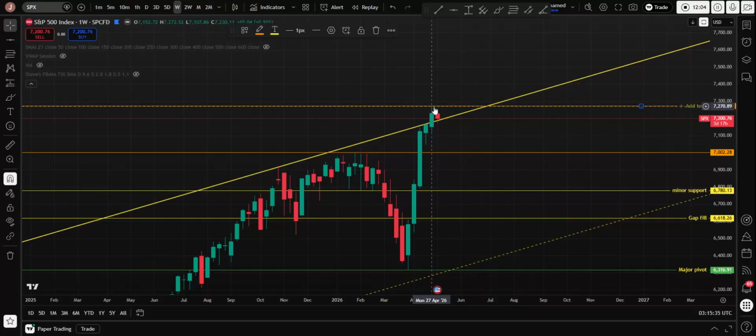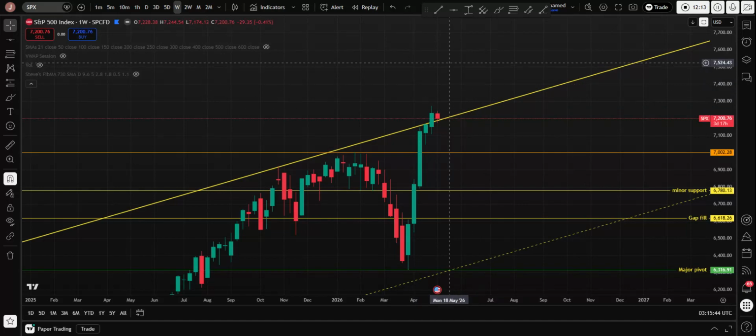$7,272.52. If we get a close above there on a weekly closing basis, then it gives more credence that yes, we could go higher. And then I would consider maybe taking it off and taking a loss. But I want to see multiple weekly closes.